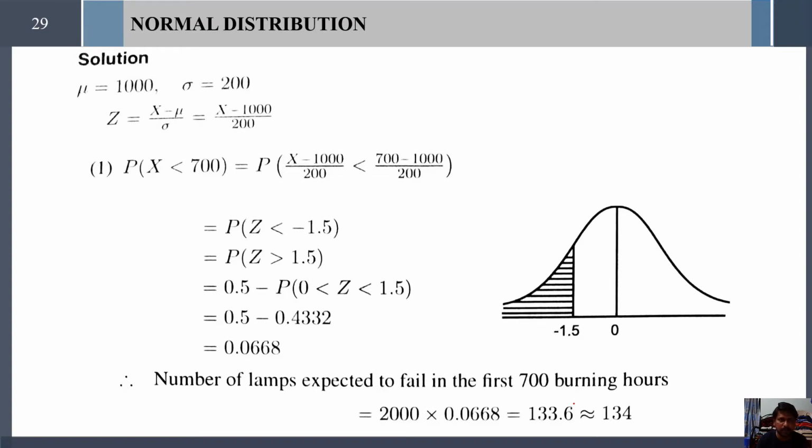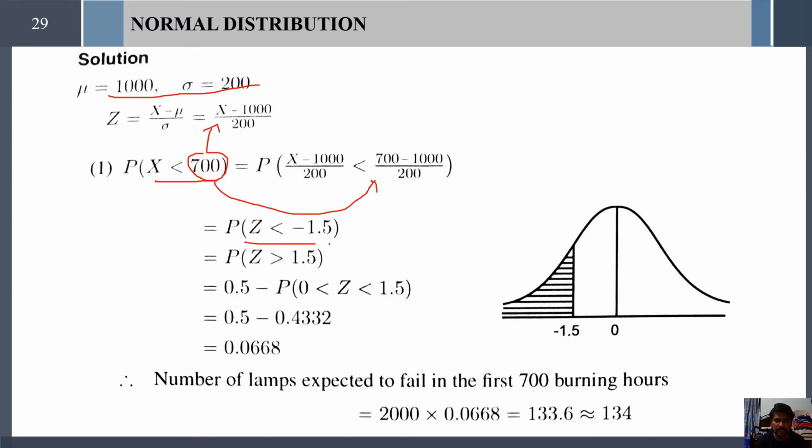So this is also very simple. Substitute the given mean mu equal to 1000 and sigma equal to 200 in the standard normal variate. The first question asks us to find x less than 700, so simply substitute x equal to 700 here.